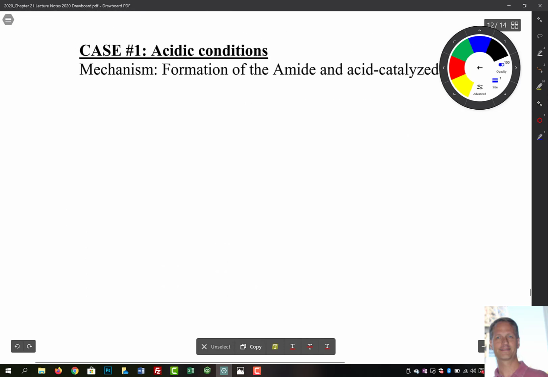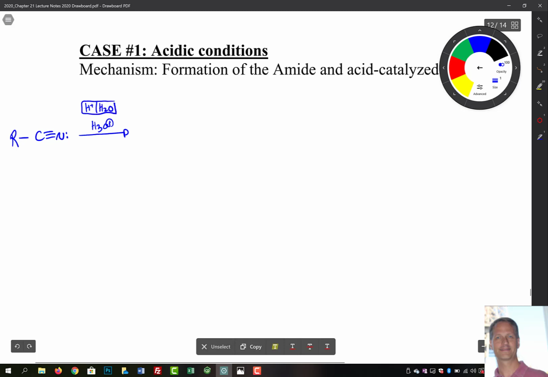We're going to start off here with a nitrile, so an R carbon triple bonded nitrogen. For our first case, it's acidic conditions, so we're going to have H3O plus here. And as we've done before, we're just going to treat that as H plus and H2O.